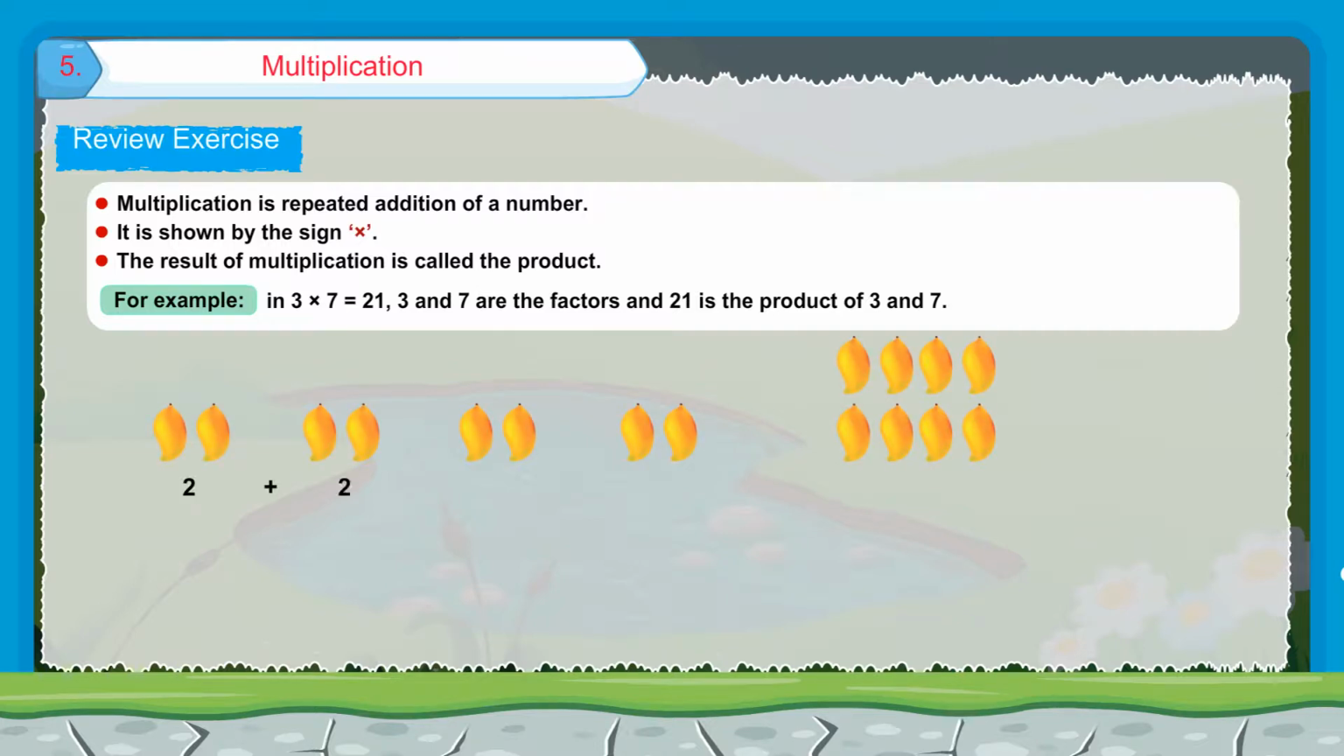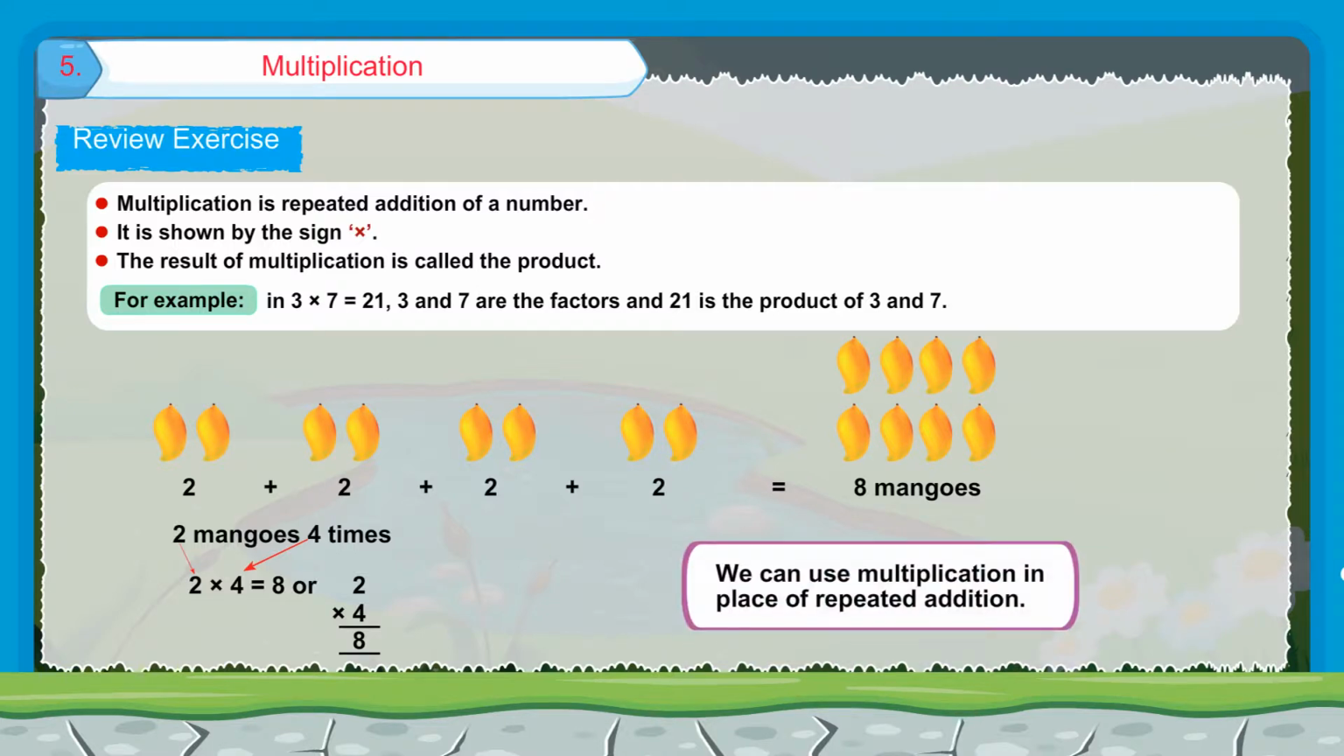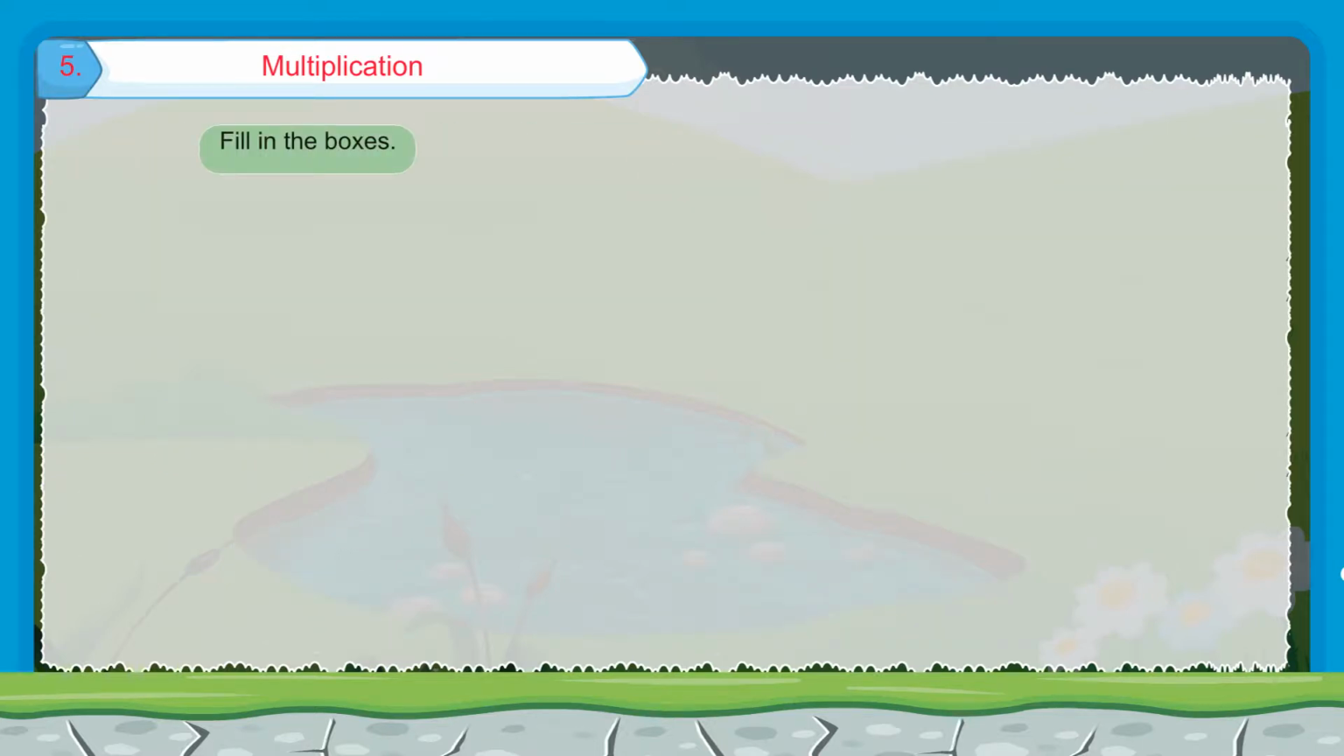2 plus 2 plus 2 plus 2 is equal to 8 mangoes. 2 mangoes 4 times. 2 into 4 is equal to 8. We can use multiplication in place of repeated addition. Fill in the boxes.